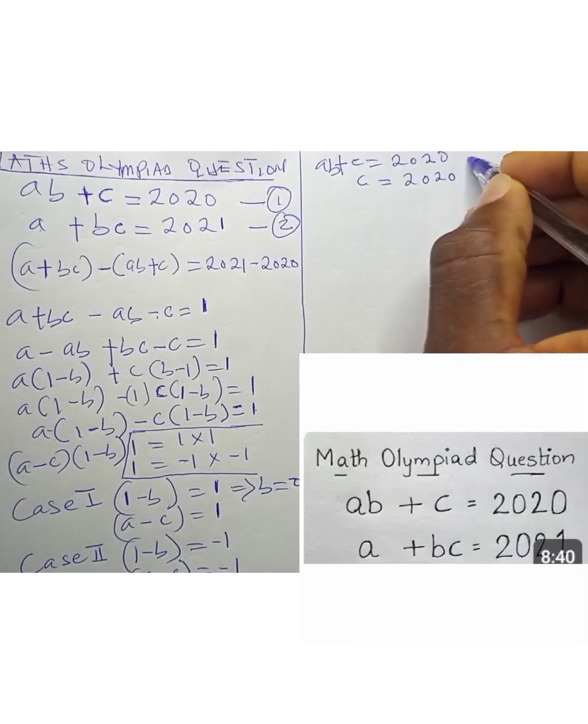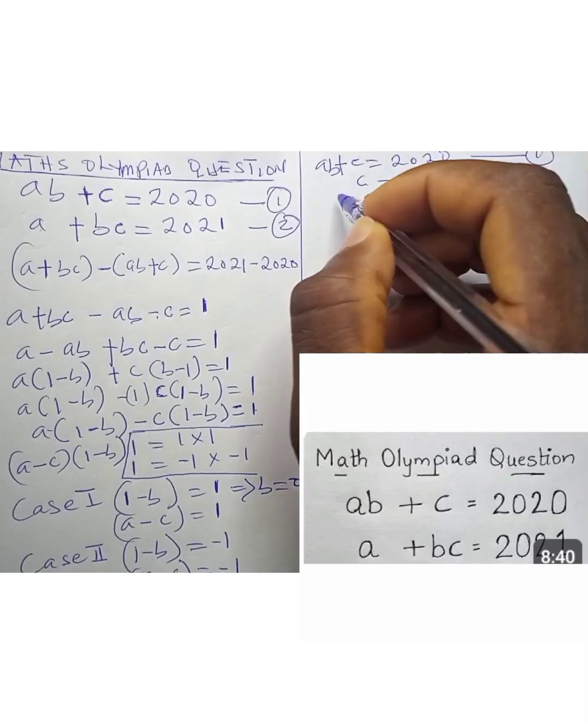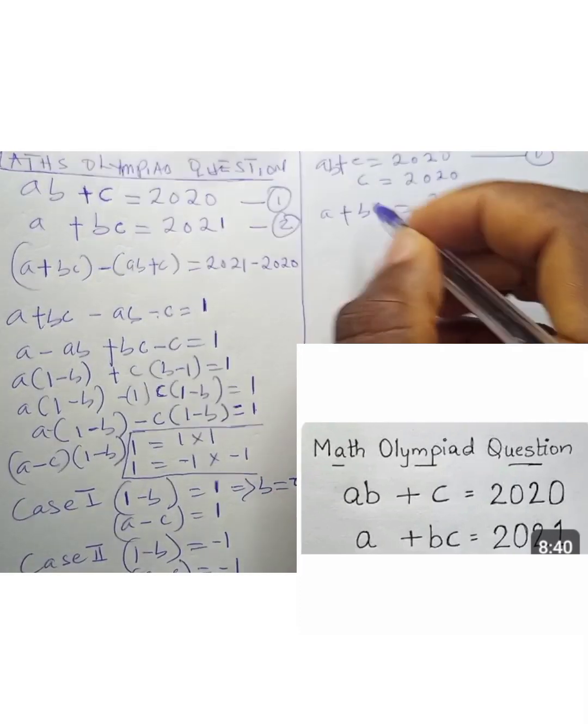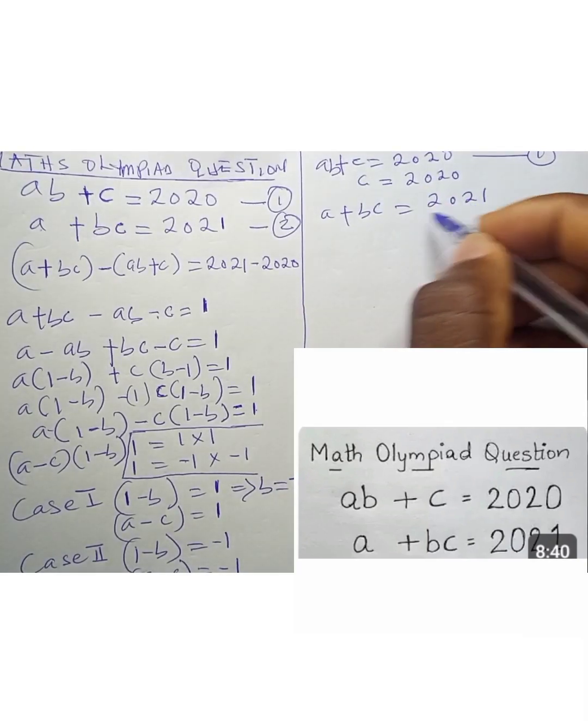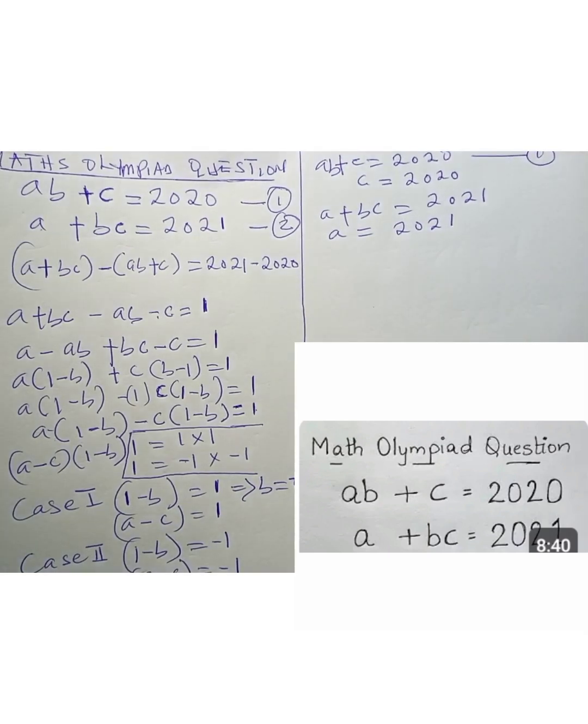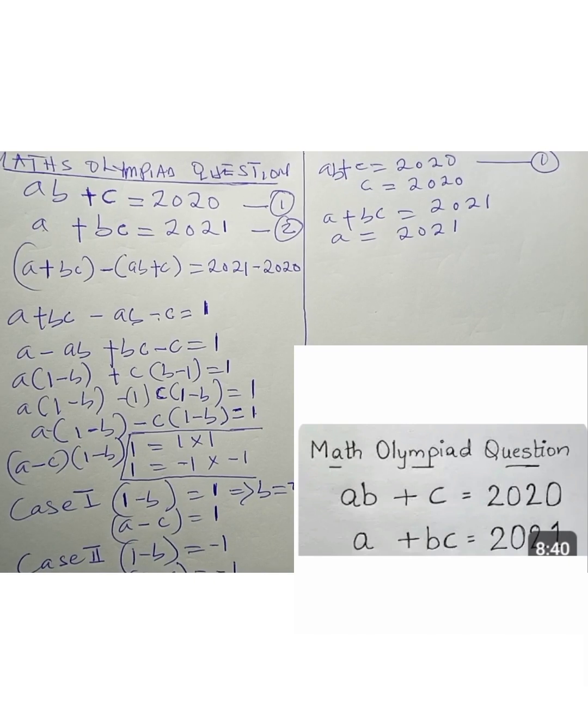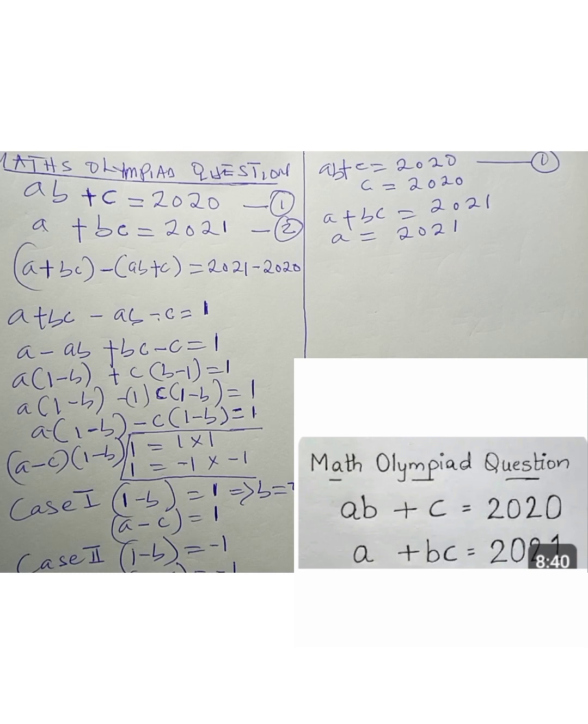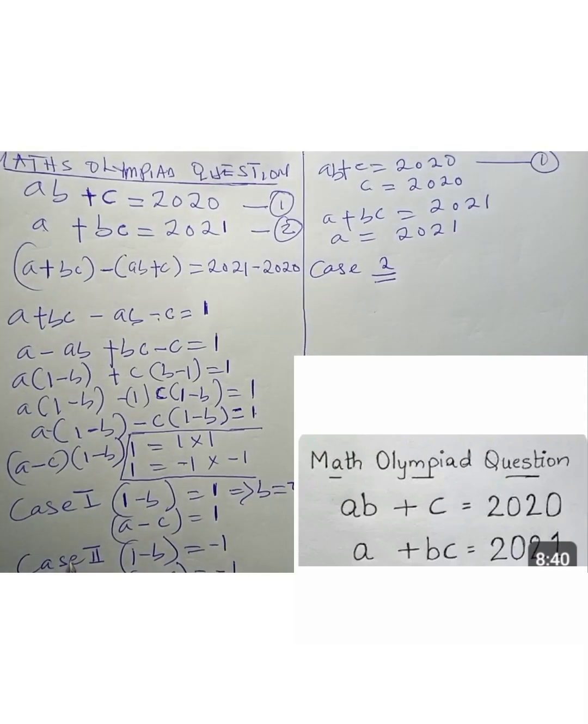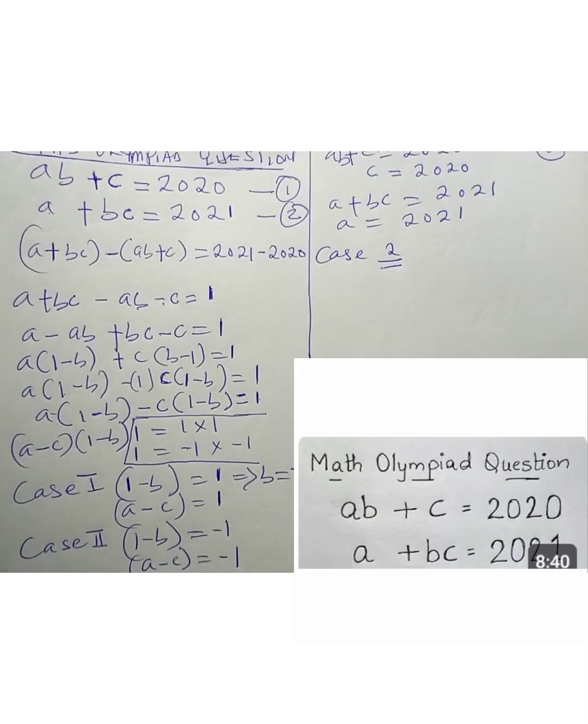Now, that is the first equation. For the second equation, A plus BC equals 2021. If we substitute B equals 0, it means A is equal to 2021. That is the first value we got. Since we got those values, let's look at case 2.